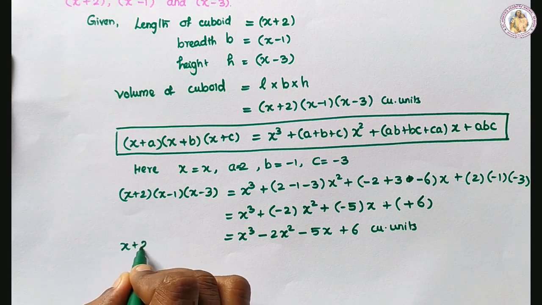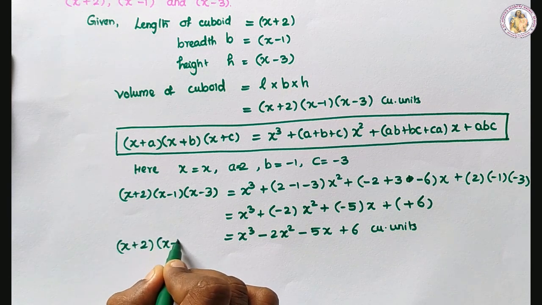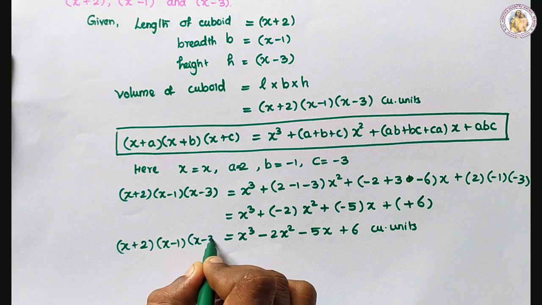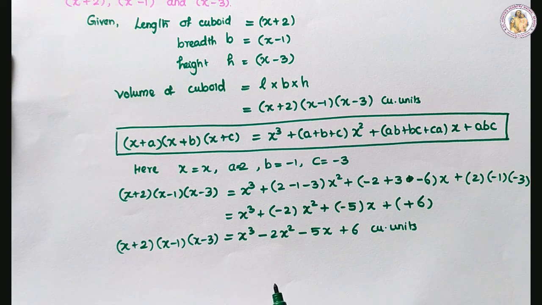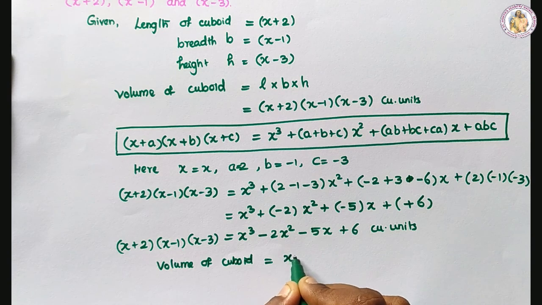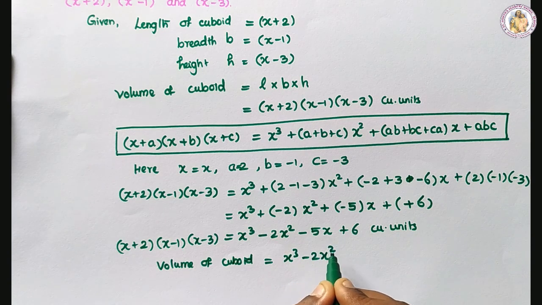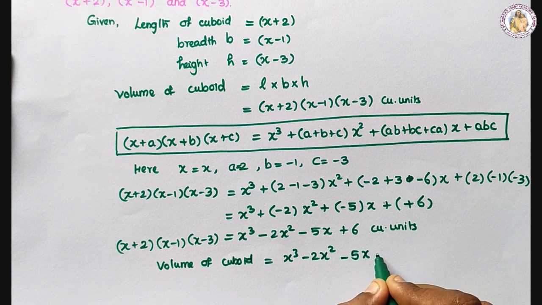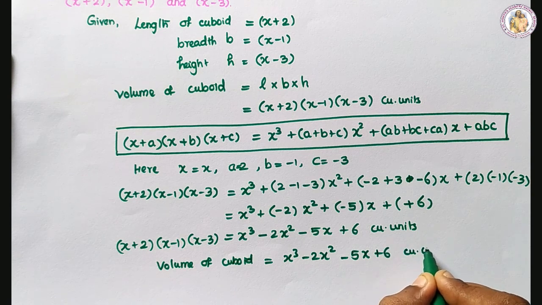x plus 2 into x minus 1 into x minus 3. So volume of the cuboid equal to x cube minus 2x squared minus 5x plus 6 cubic units.